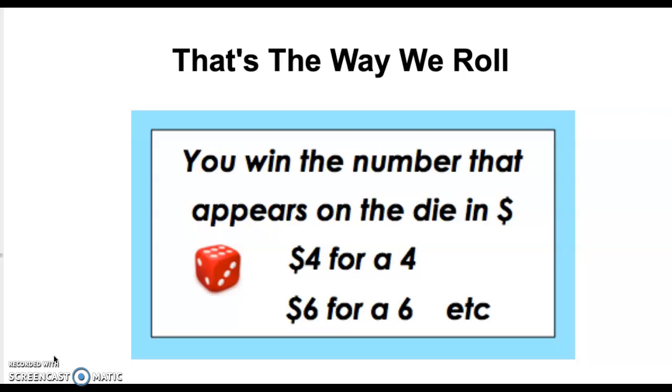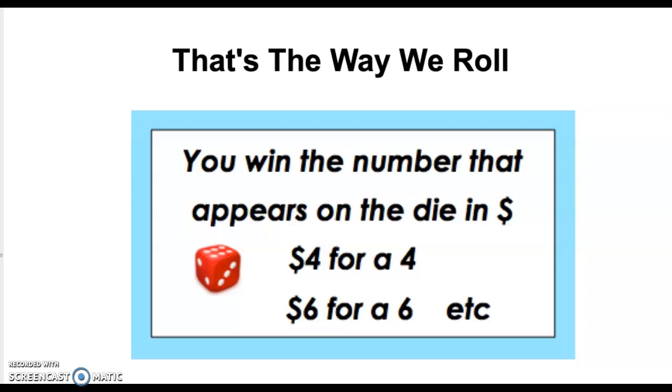So today we're going to learn about uniform distributions. But first, as a warm-up, we're going to play a game called That's the Way We Roll. In this game, you win the number that appears on the dice in dollars. So for example, if you roll a 4, you would win $4. If you roll a 5, you'd win $5, and so on.